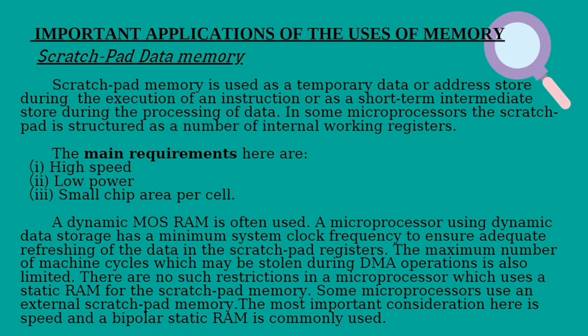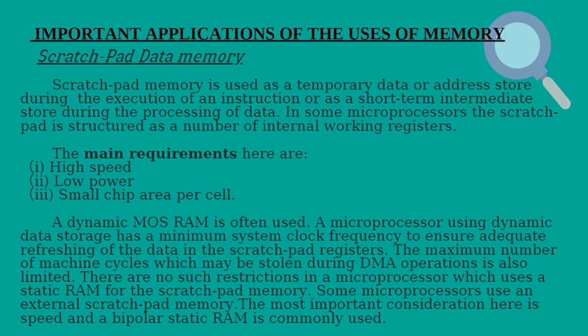The third important application of memory is the scratchpad data memory. Scratchpad memory is used as a temporary data or address store during the execution of an instruction or as a short-term intermediate store during the processing of data. In some microprocessors, the scratchpad is structured as a number of internal working registers. The main requirements here are high speed, low power, and small chip area per cell. A dynamic MOS RAM is often used.